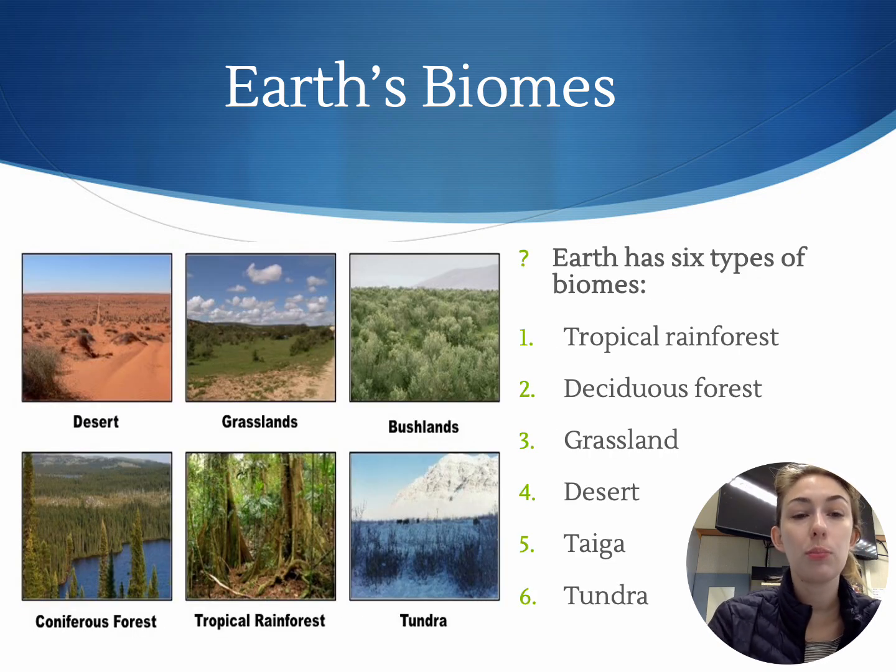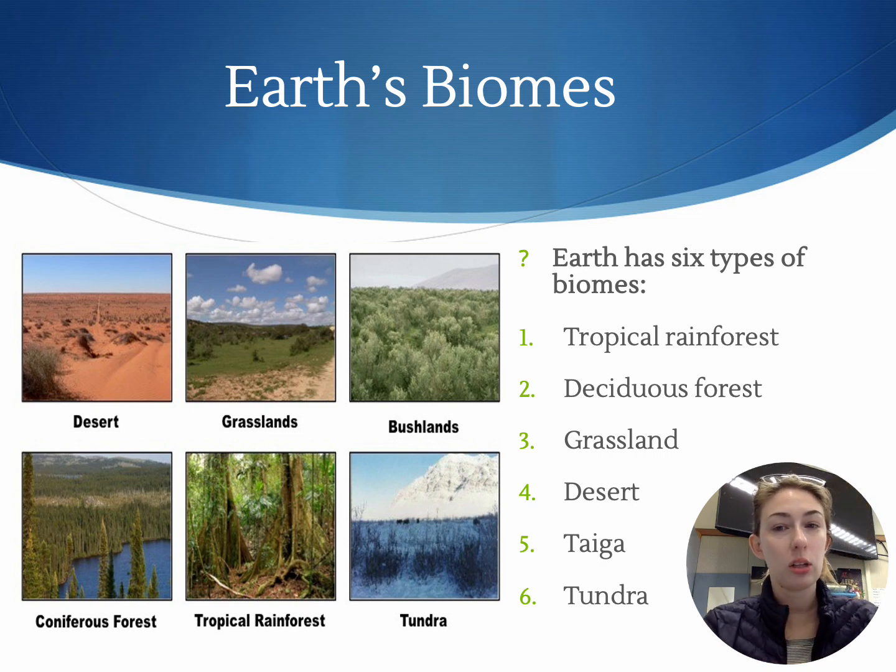Now, Earth has 6 primary types of biomes. You have your tropical rainforests, your deciduous forests, grasslands, deserts, taigas, and tundras. There are more, but again, these are the ones I want you to know.